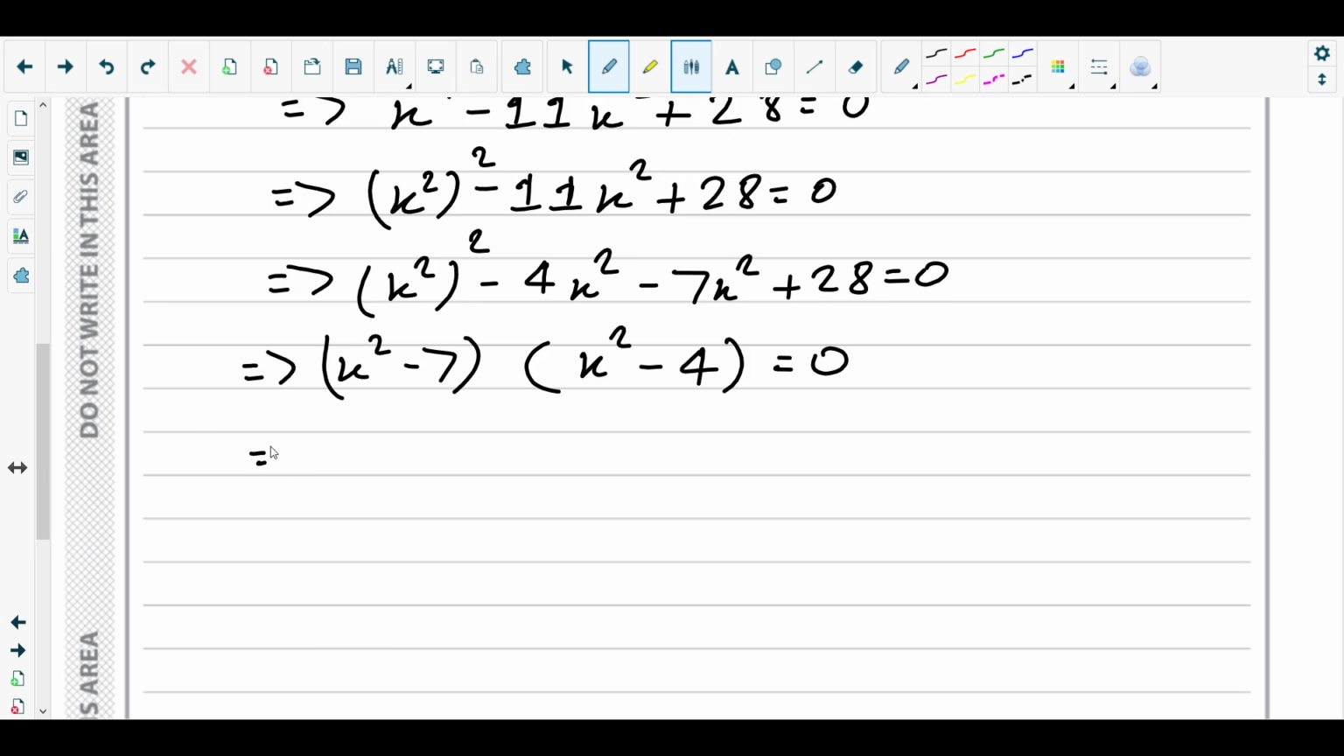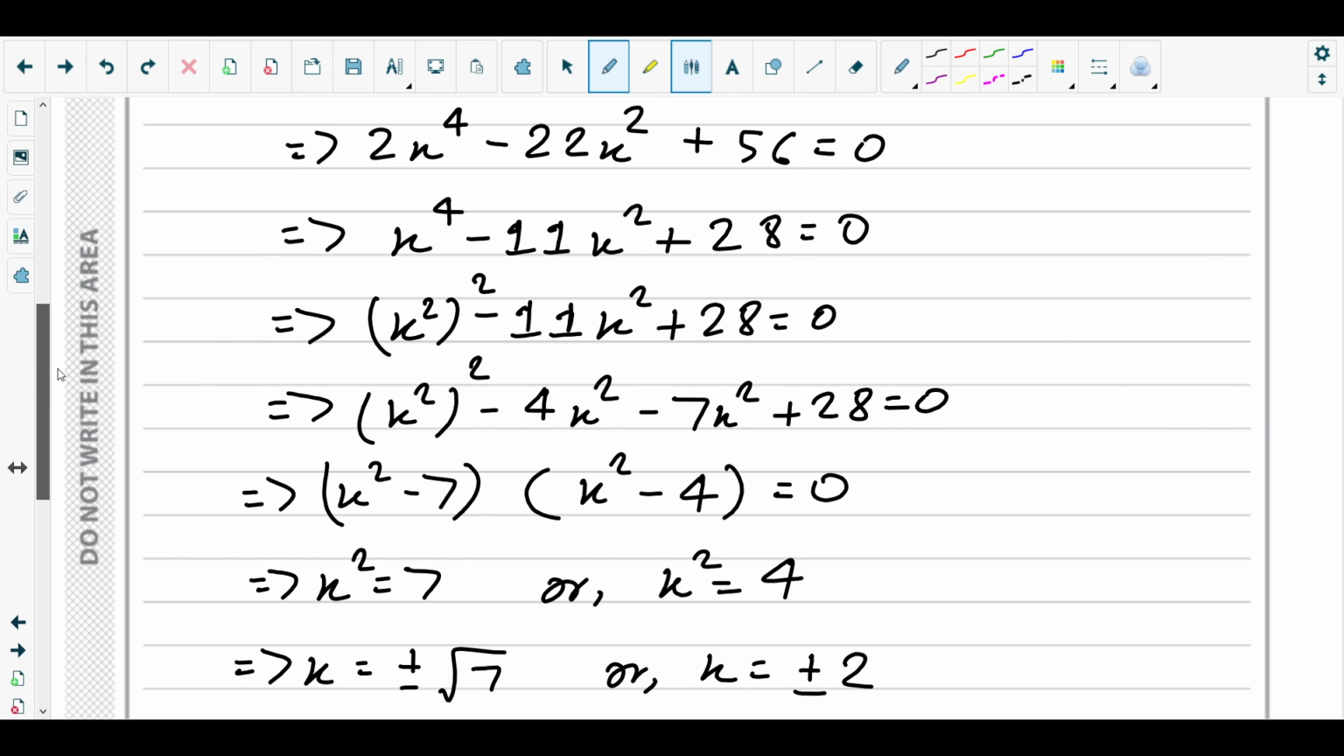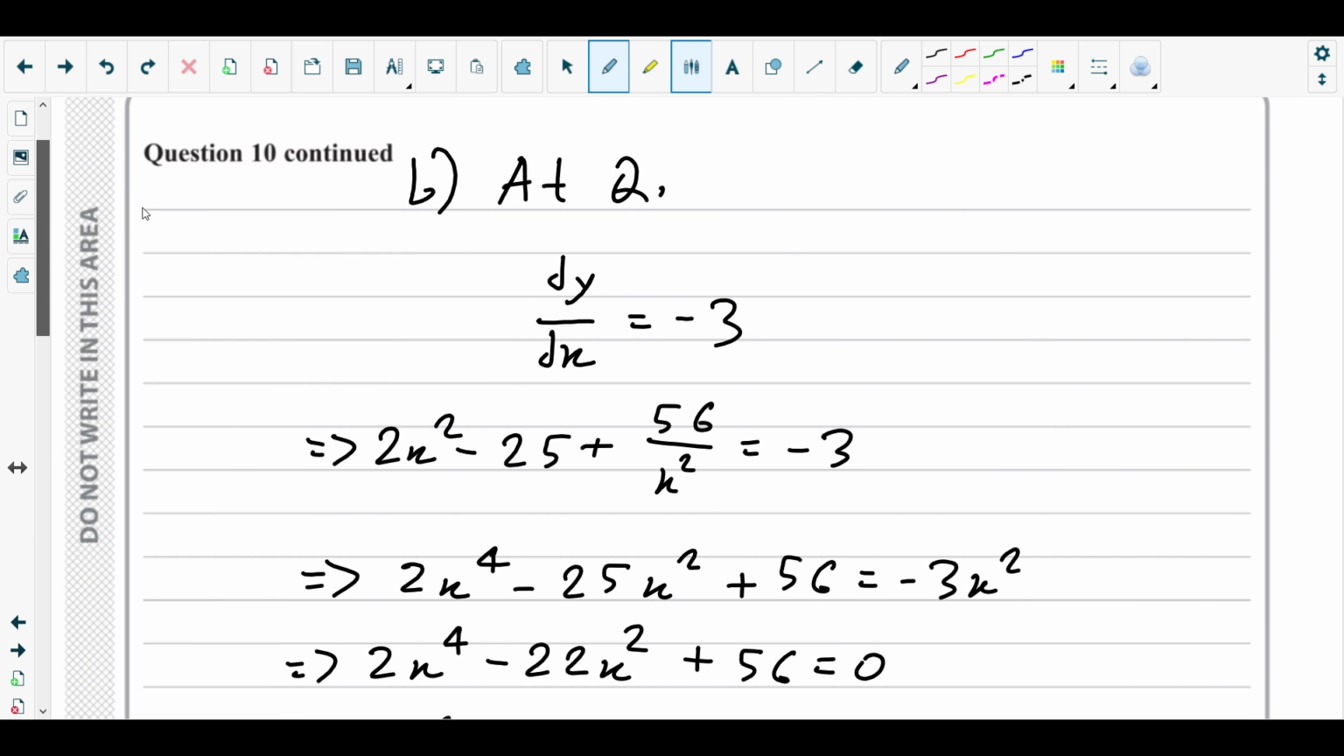So x squared would be equals to 7 or x squared equals to 4. So either x equals to plus minus square root of 7, or x equals to plus minus 2. Okay, fine. So we got 4 values of x, right?